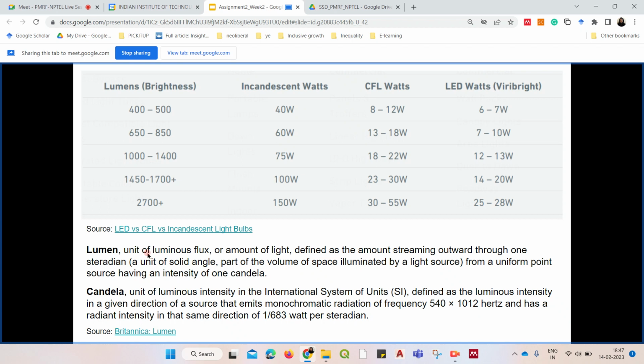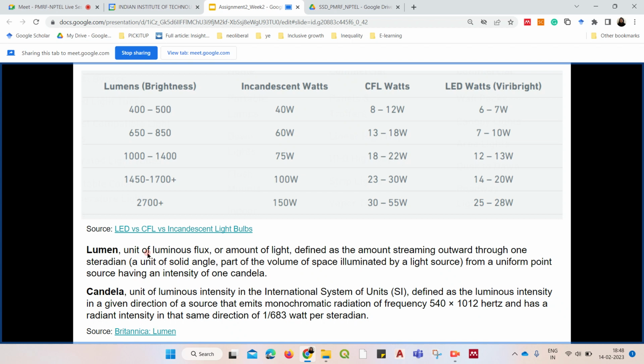A steradian is one unit of solid angle from a uniform point having an intensity of one candela. One candela is the unit of luminous intensity. So lumen is the unit of luminous flux, whereas candela is the unit of luminous intensity. Candela can be defined as the luminous intensity in a given direction of a source emitting monochromatic radiation of 540 × 10^12 hertz, and has a radiant intensity in the same direction of 1/683 watts per steradian.